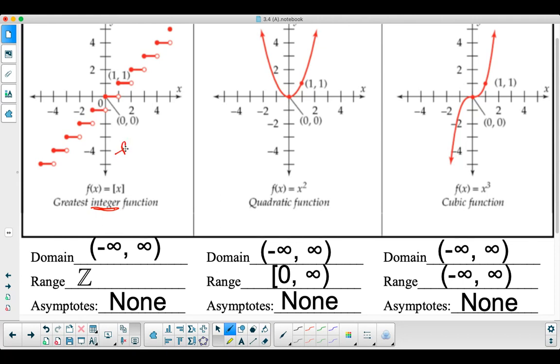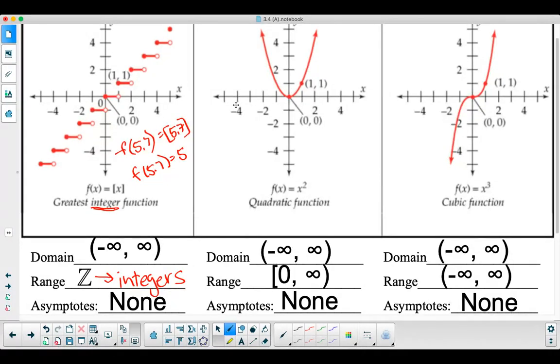So for example, if you were asked to find f of 5.7, that means you would plug it in and we would say, okay, find the greatest integer that 5.7 could be. You round it down to the integer that's below it. So in this case, f of 5.7 is actually 5. So you're always rounding down to the integer below it. So the only set of outputs you could have are integers. And this Z symbol stands for integers. Okay. And no asymptotes on this one.